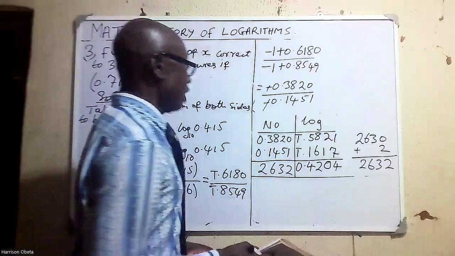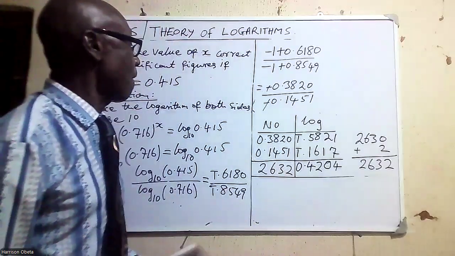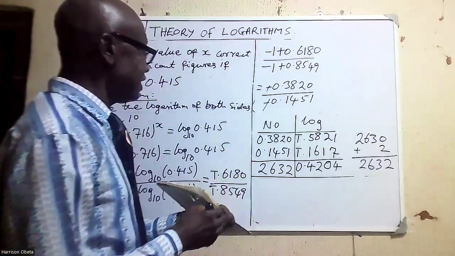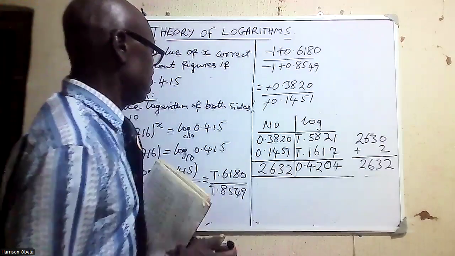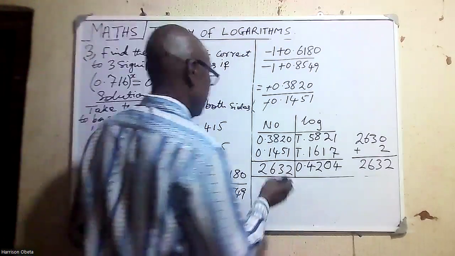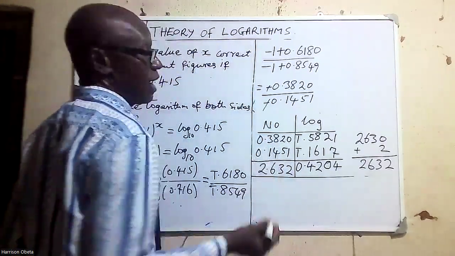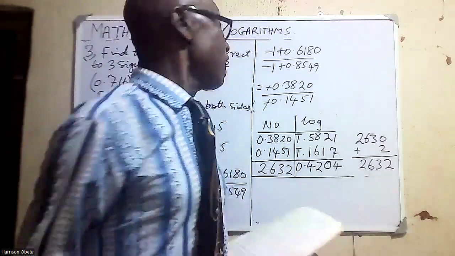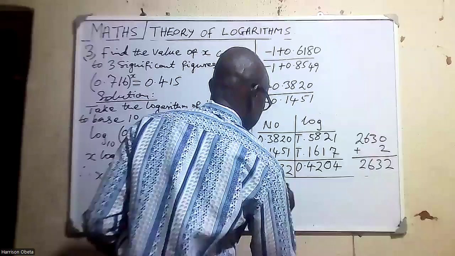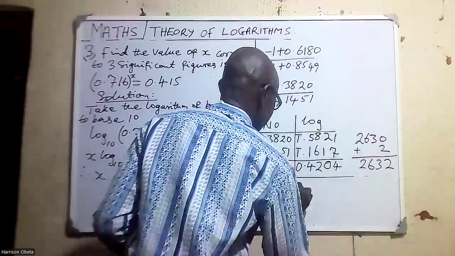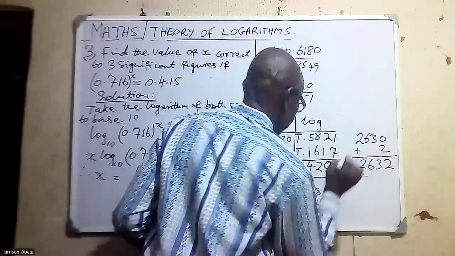So we have 2632. Now the characteristic here is 0, and because of that, you have to count 1 digit before we put our decimal point, and that is 2.632. But we are asked to approximate to 3 significant figures. And that means that our final answer is approximately equal to 2.63 as the final answer.